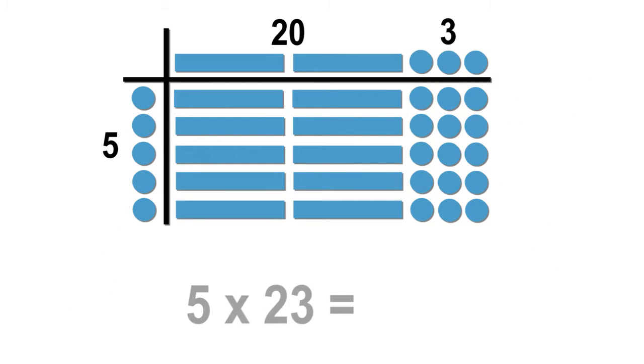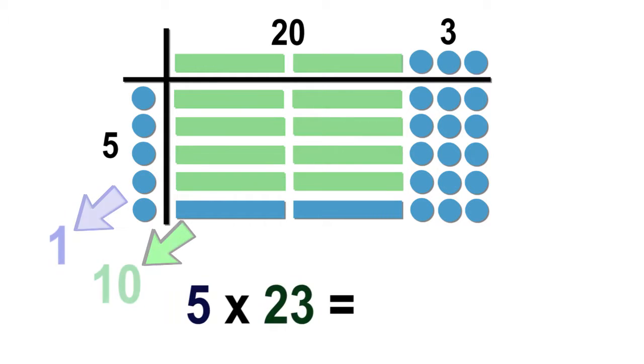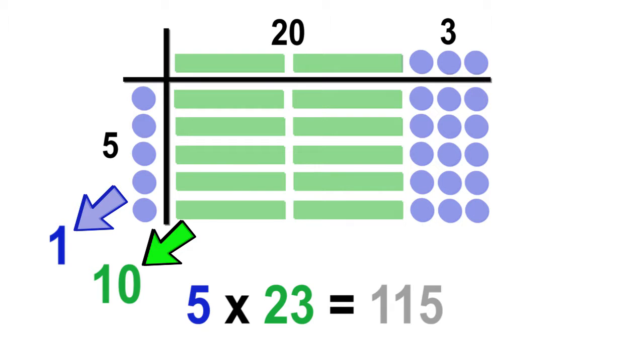Students were asked to name the product of the following area model with the expression 5 times 23. Students can count the lines and dots that represent tens and ones to determine the product of 5 times 23 equals 115.